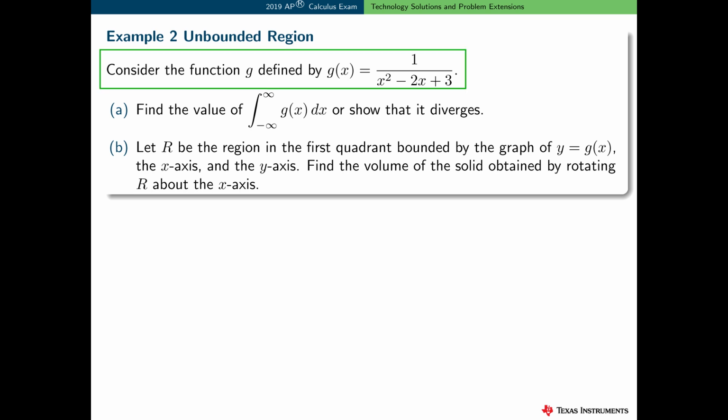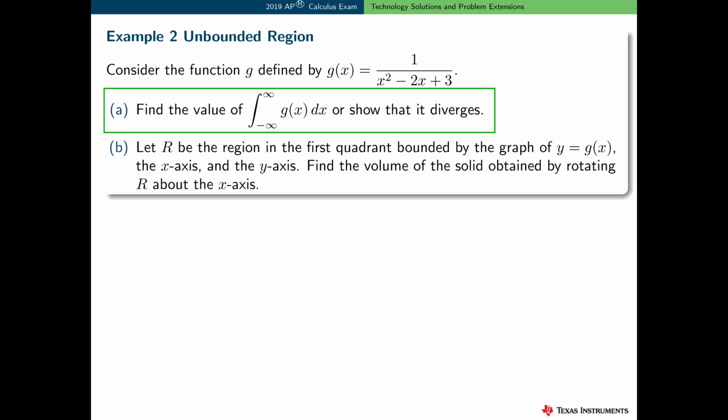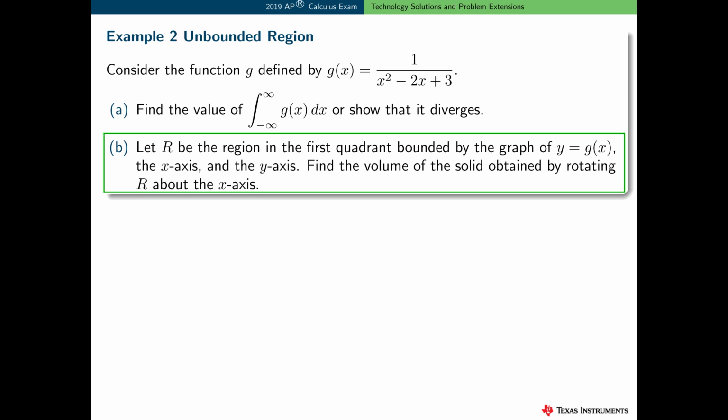Suppose the function g is another member of the family of functions from the free response question, and is defined by this expression. In part A, find the value of this expression or show that it diverges. And I like part B: let R be the region in the first quadrant bounded by the graph of g, the x-axis and the y-axis. Find the volume of the solid obtained when R is rotated about the x-axis.